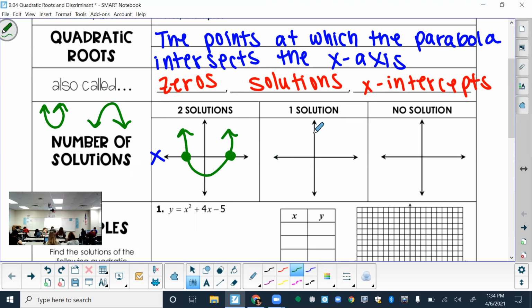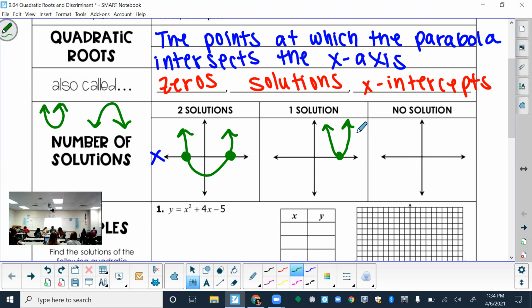All right, if it has 1 solution, then how many times do you think that the graph touches the x-axis? Just once. So like here's an example of what that might look like. So if it's just 1 solution, that means it has to be the vertex that's touching the x-axis, because that's why there's only 1 value. All right, it could also be negative. Just here's an example of it only touching the x-axis once.